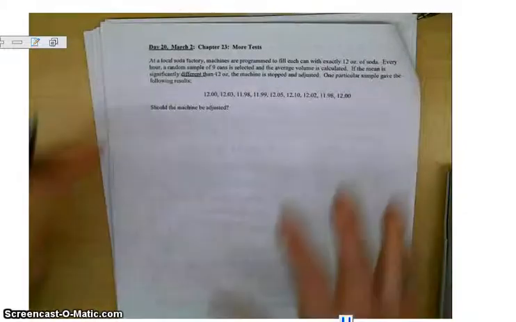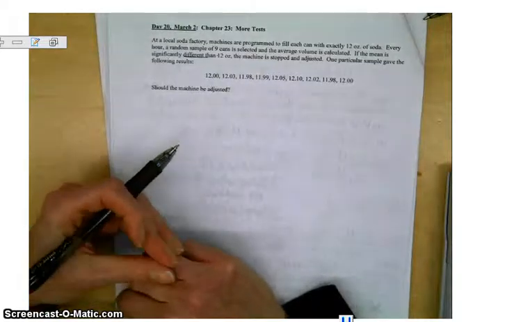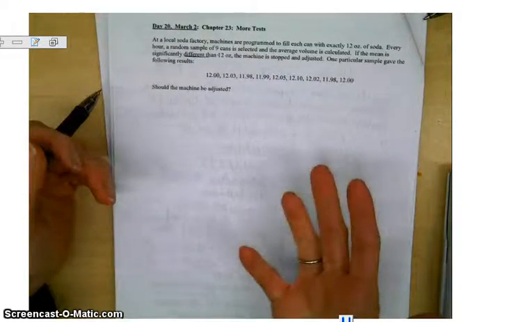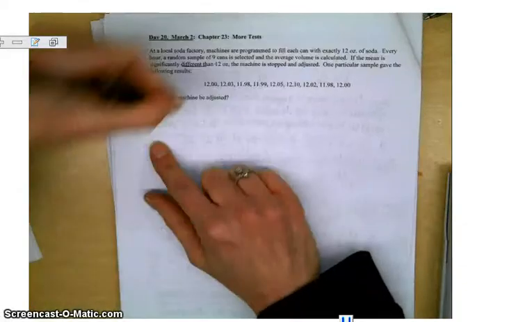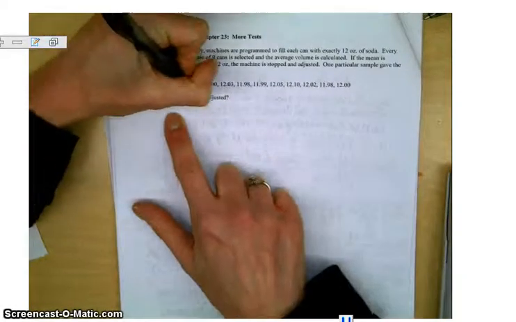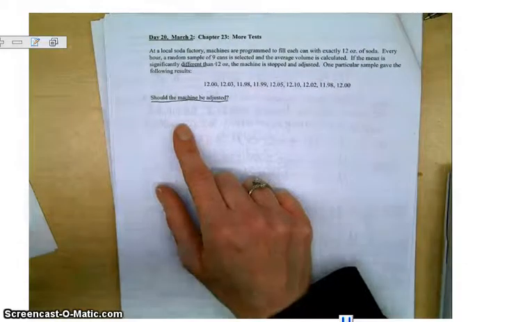We need to see if the machine needs to be adjusted, so we would like to do probably a hypothesis test. The parameter that we're interested in, okay, so we want to answer the question, should the machine be adjusted? When would we adjust the machine?